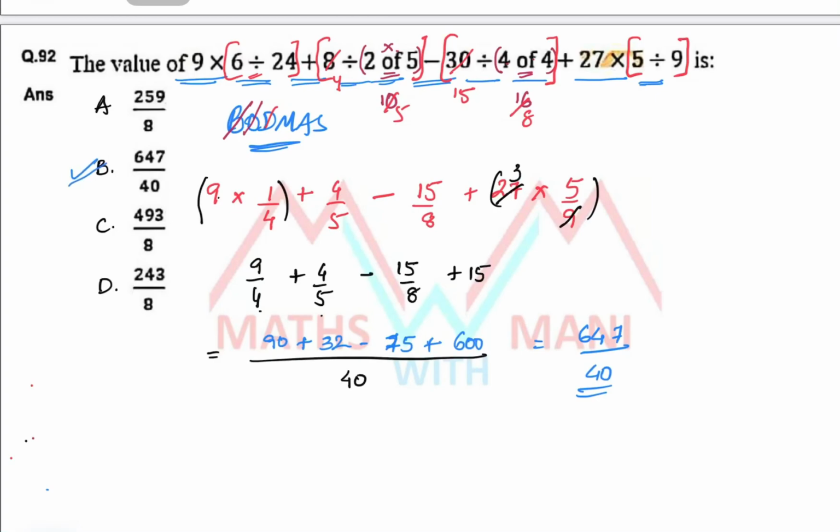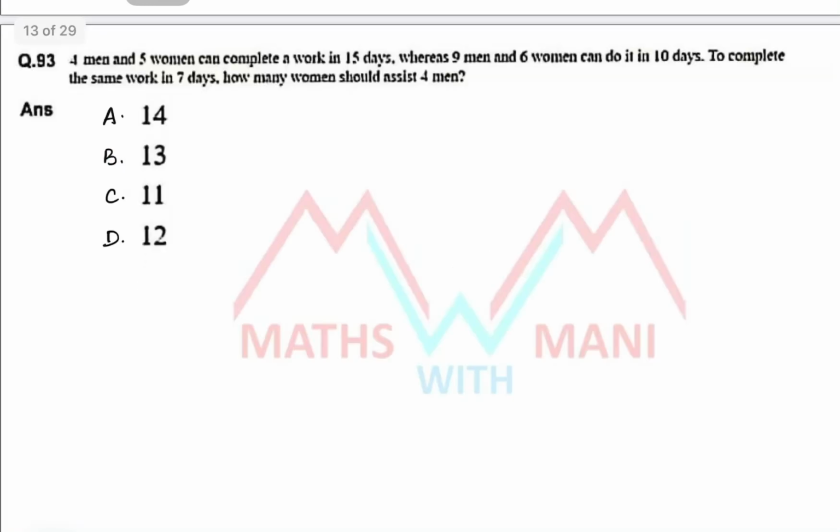Okay, so using this you can easily solve it. So what is the correct answer? Option B is the correct answer. Clear? And next one, that is 93.